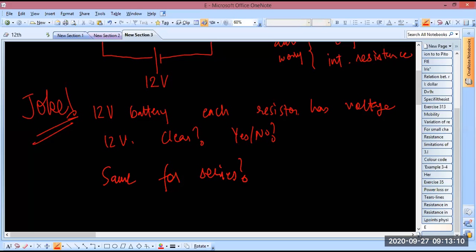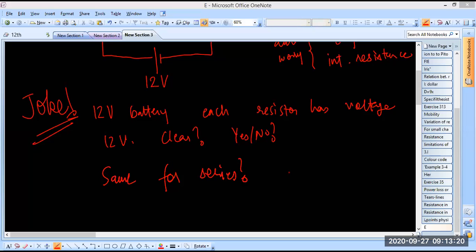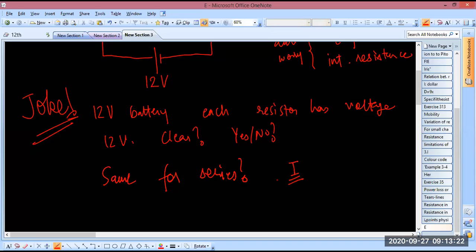And voltage is distributed or divided, it was written, right? Or voltage is added. So what will happen? Same for series, current is same and voltage is added. All three will have different values, we don't know. Should all three be 12? 12 plus 12 plus 12 equal to 12. Wow, congratulations, you just passed first standard maths.